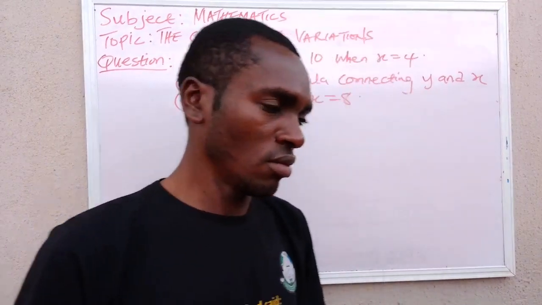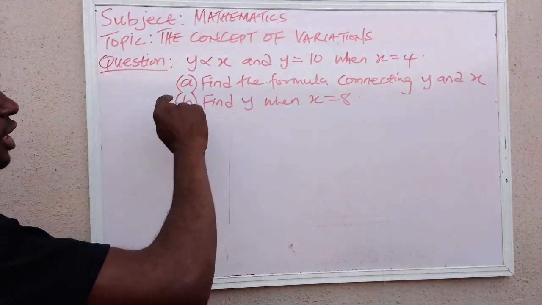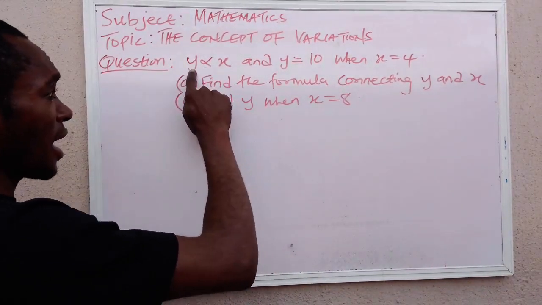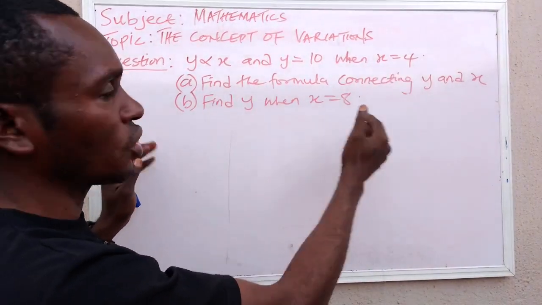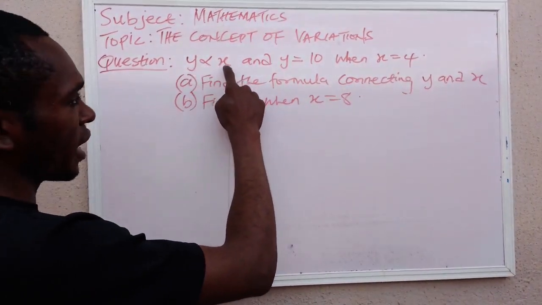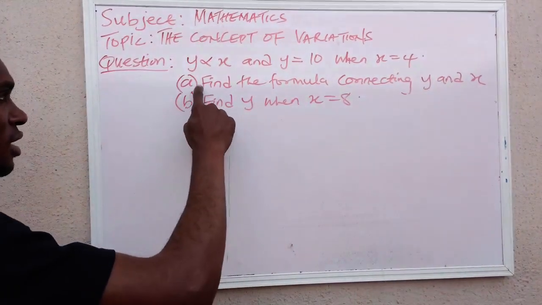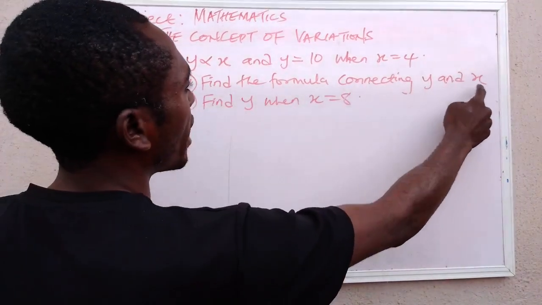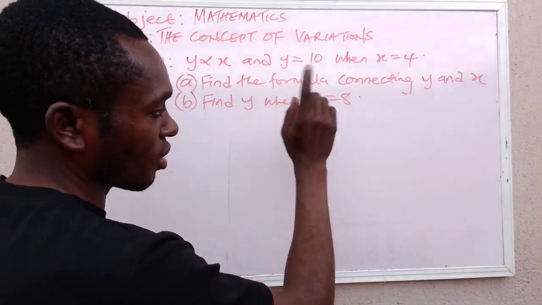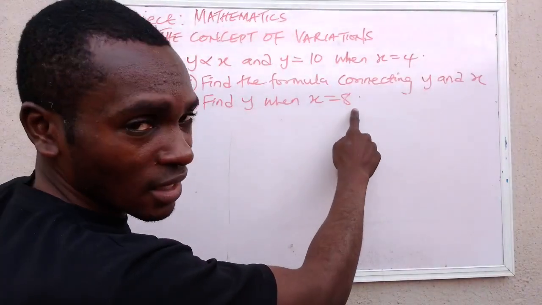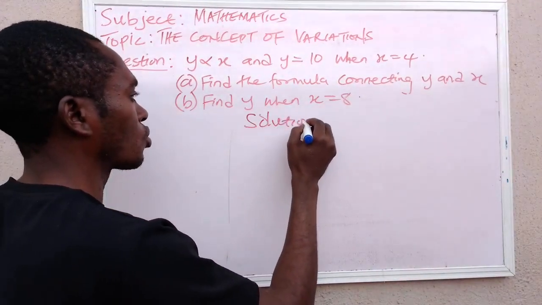Now, this is what I mean. Let's use this question to explain what I'm saying. The first question says y is directly proportional to x, so this question is based on a direct variation. y is directly proportional to x, and y equals 10 when x is 4. Question A says find the formula connecting y and x. B, find y when x is 8. Sorry.